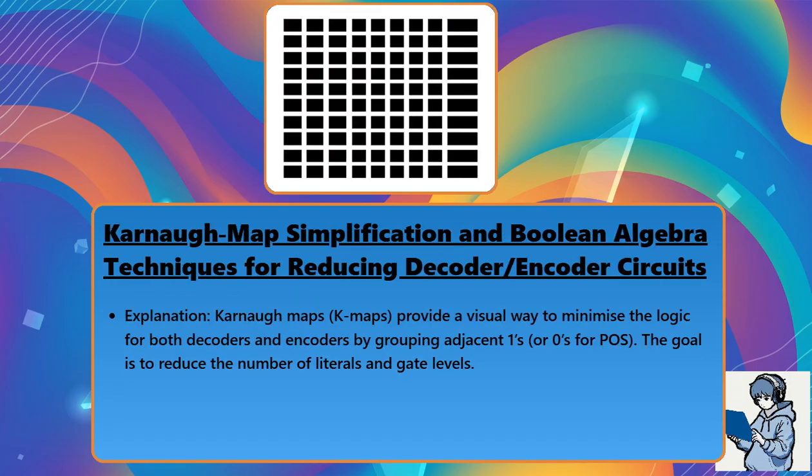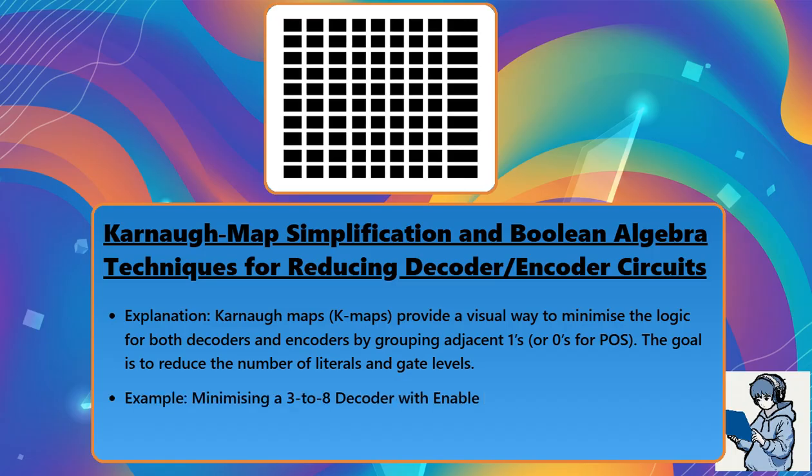added. Explanation: Karnaugh maps, K-maps, provide a visual way to minimize the logic for both decoders and encoders by grouping adjacent ones, or zeros for POS. The goal is to reduce the number of literals and gate levels.